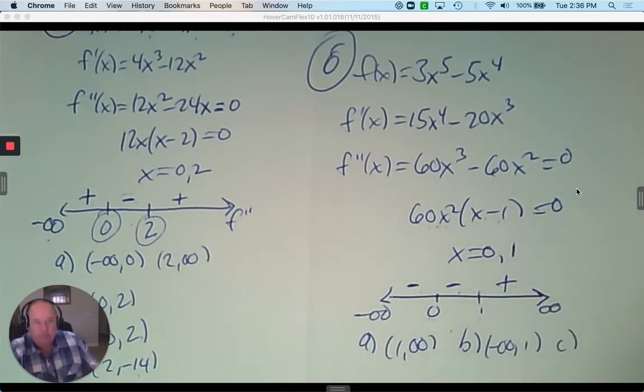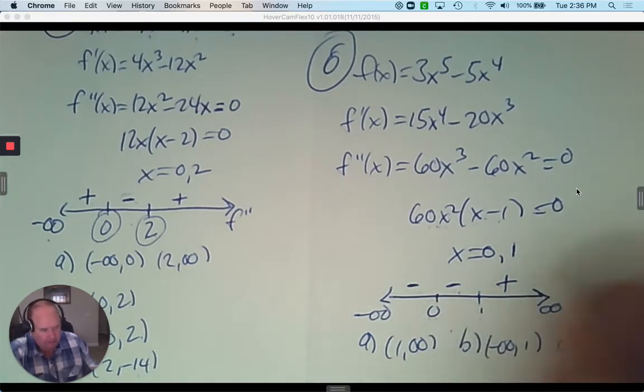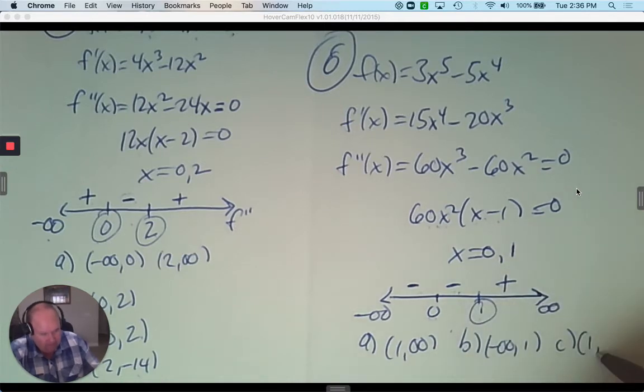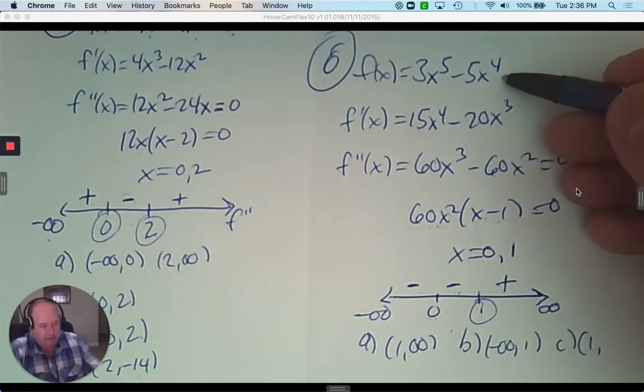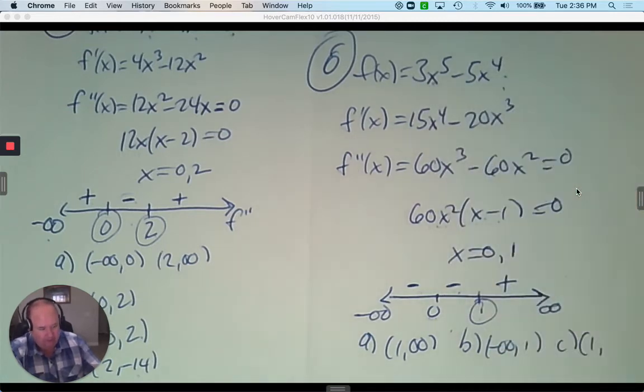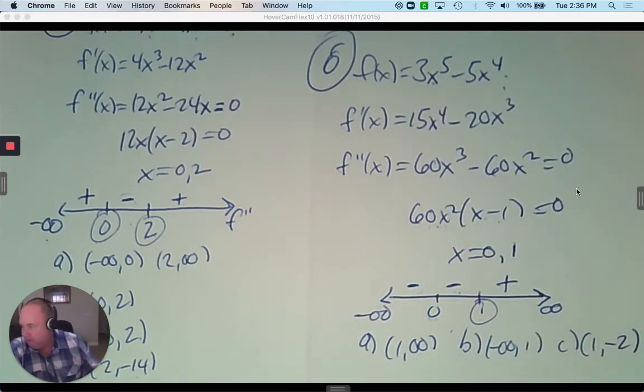Part C, where are the points of inflection? Well, a point of inflection only happens when the concavity changes. So not at 0, but at 1. And then where do I go to find the y-coordinate to the function? Plug in 1, and it's 3 take away 5, so at 1, negative 2 is the point of inflection.